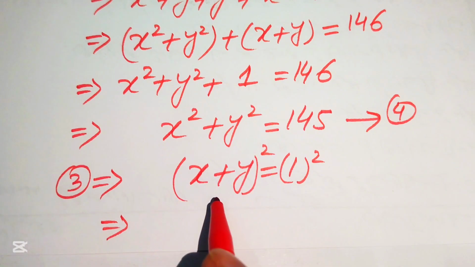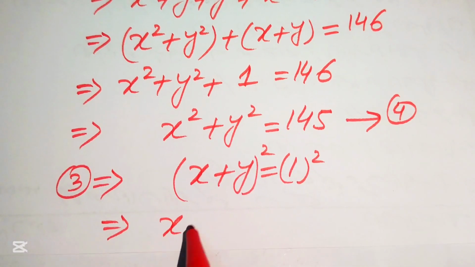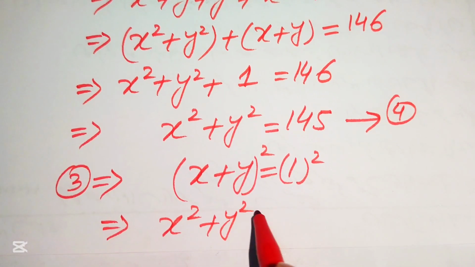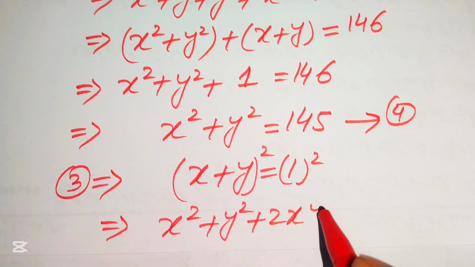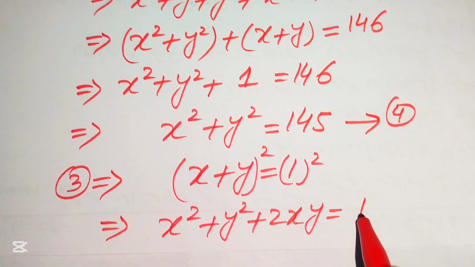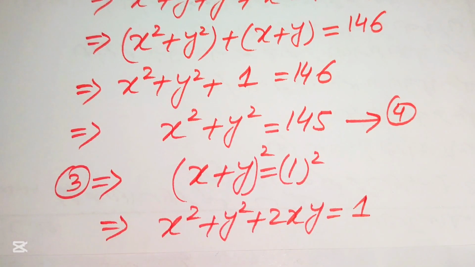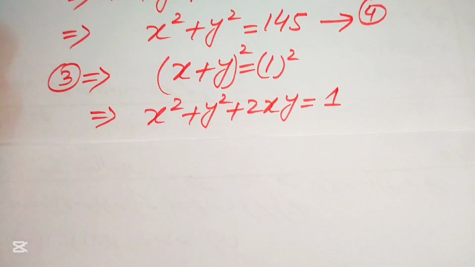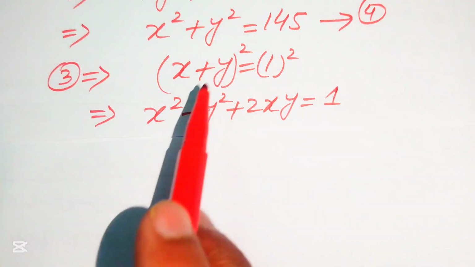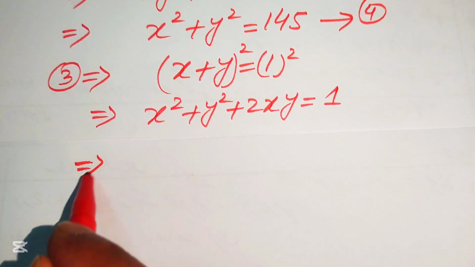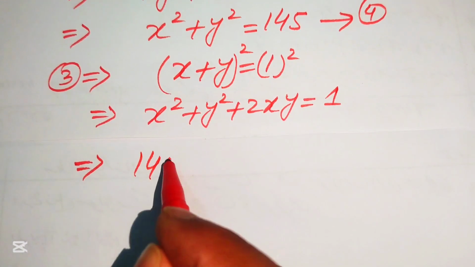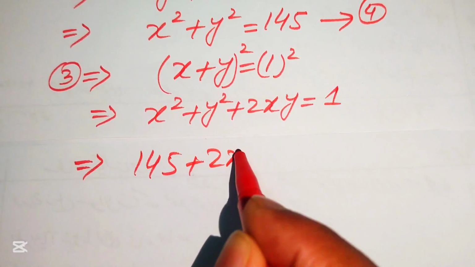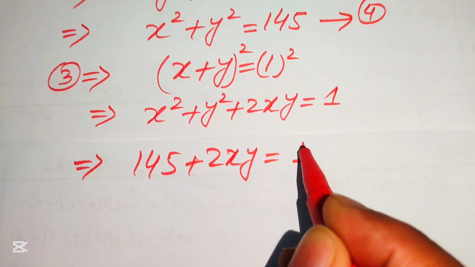So here we substitute, here we'll expand this formula. It will be written as x squared plus y squared plus 2xy equals 1 squared, which equals 1. And now in the next step, we use equation number 4. In equation number 4, we will substitute the value of x squared plus y squared here, so it will be written as 145 plus 2xy equals 1.